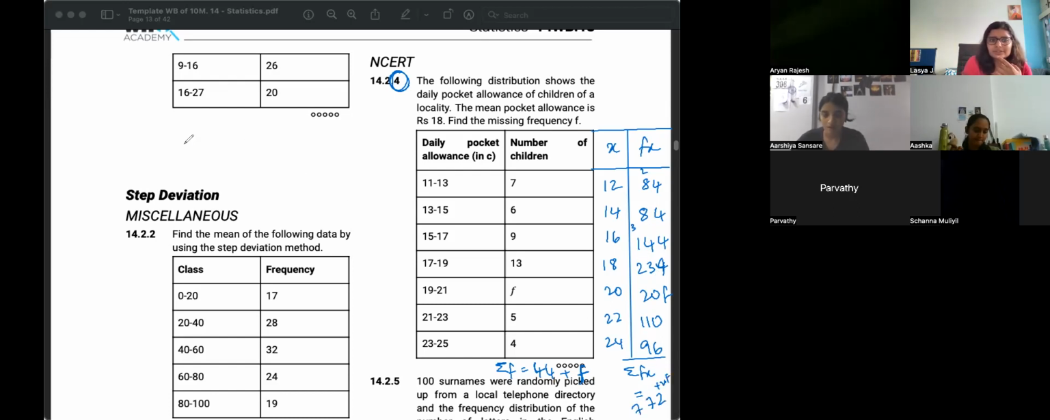So mean is given as 18. You should get this equation: 18 equals 772 plus 20f divided by 44 plus f. Just solve this equation and get the value of f. I made an error in the fx calculation. Okay.